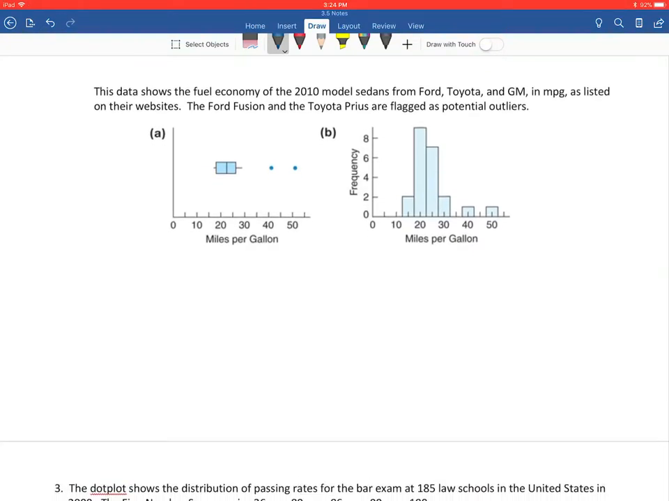Now in this other example, we've got fuel economy for 2010 model sedans. These were given on the websites of the different dealers. It says the Ford Fusion and the Toyota Prius are flagged as potential outliers. And then when we come over here and look at the histogram, notice we've got gaps. They really are separated by quite a lot from the bulk of the data. So on this one, I would probably tend to say, yes, these are outliers, because there are gaps in the histogram.